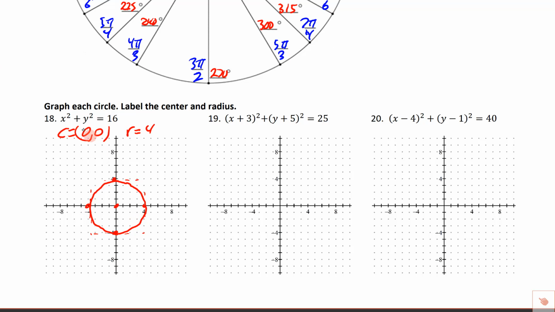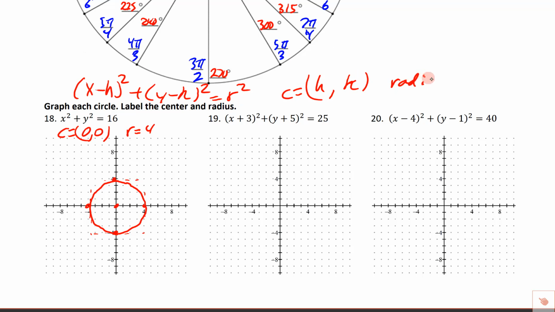Before I go any further, remember, this is the easiest type. We know what the center is because it's just x. We didn't add or subtract anything. Same thing with the y. But remember, this is x minus h, quantity squared, plus y minus k, quantity squared, equals r squared. And that means the center is at h comma k, and whatever this number is, then we take the square root of that, and we'll write radius equals r.